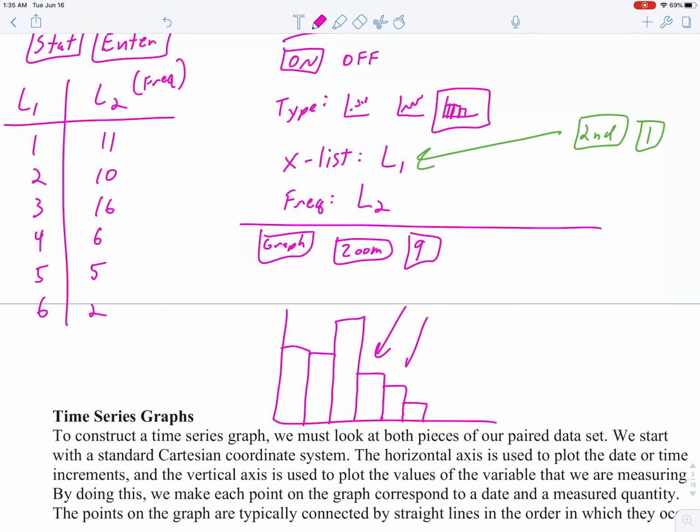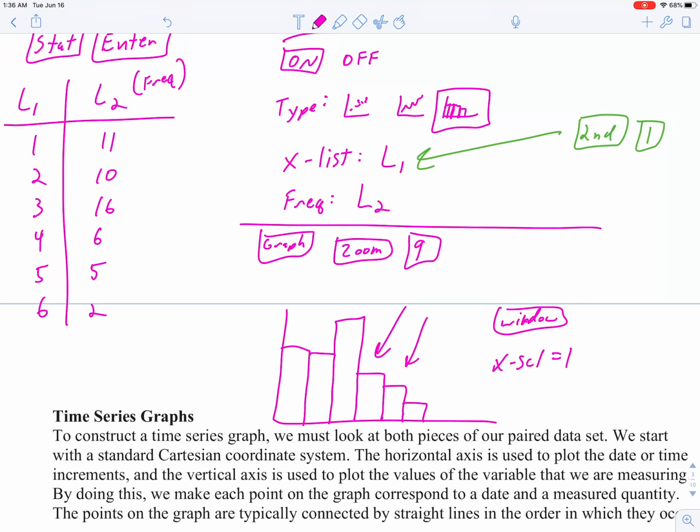Okay. Now, if you have weird gaps in between your bars here, you're going to hit the window button, which is top near the center of your keypad. So hit window, and then go to where it says X scale, XSCL. Make sure that says 1.